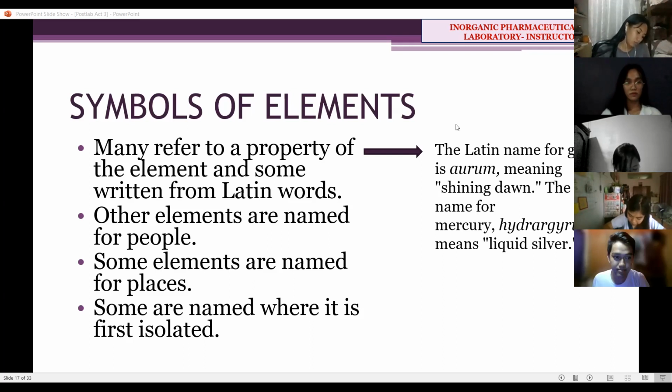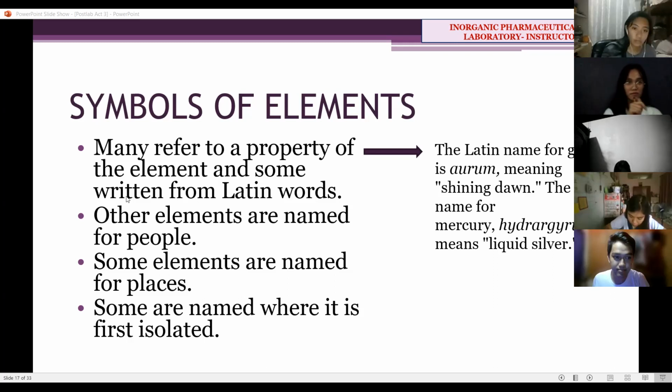It looks like a silver, but it's in its liquid form. So that's the meaning of hydrargyrum, and that's where the symbol Hg comes from. So Hg has nothing to do with mercury. You won't find an Hg in the name.